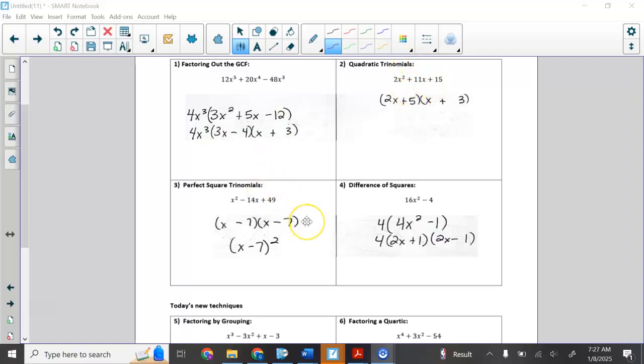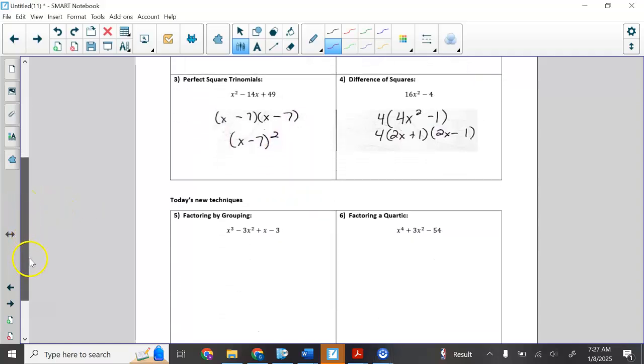All right, perfect square trinomial, we're factoring it the same way. The only thing at the end, you can rewrite it as 1 factor all squared. And then difference of squares, this one you could first take out a 4 and then break it down further. So we're just trying to factor as far as we can go. All right, let's look at the new techniques for today.